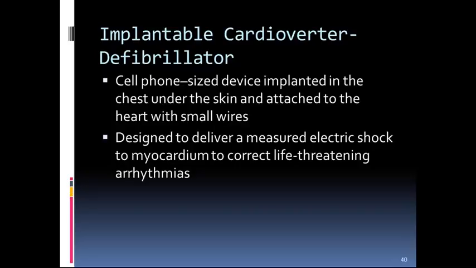It is implanted in the chest, similar to the pacemaker, under the skin, and is attached to the heart with small wires. They can be either single chamber or dual chamber, and they are designed to deliver a measured electrical shock to the myocardium if a life-threatening arrhythmia occurs, such as ventricular fibrillation.